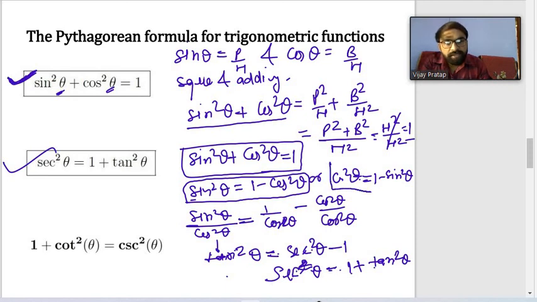Similarly, here is given that cos square theta equal to 1 minus sine square theta. If we divide by sine square, then we get this formula 1 plus cot square theta equal to cosec square theta. Okay, or we can say that cot square theta equal to cosec square theta minus 1.